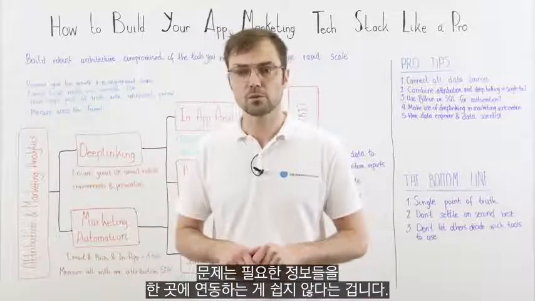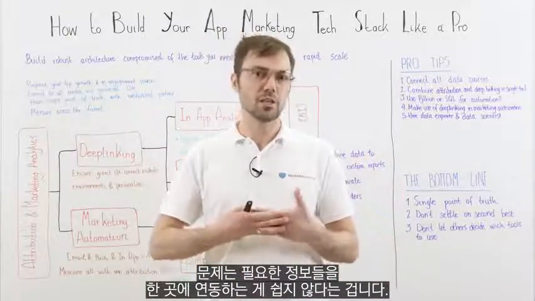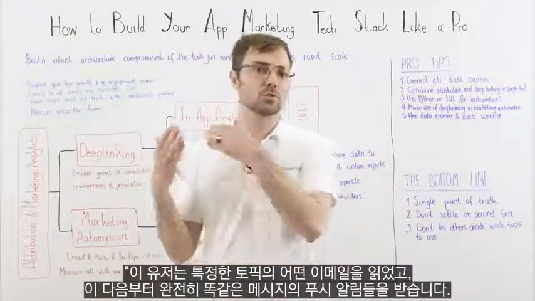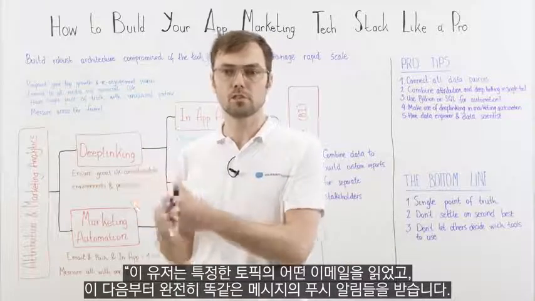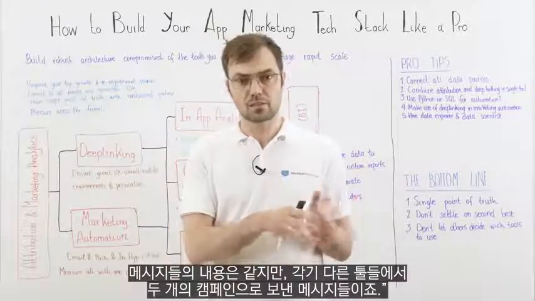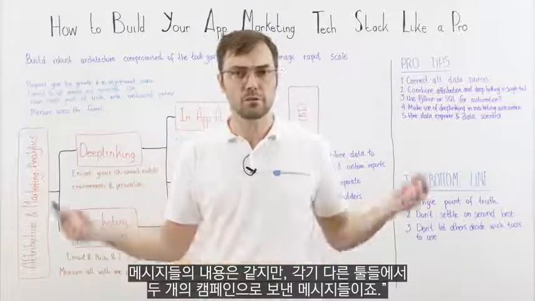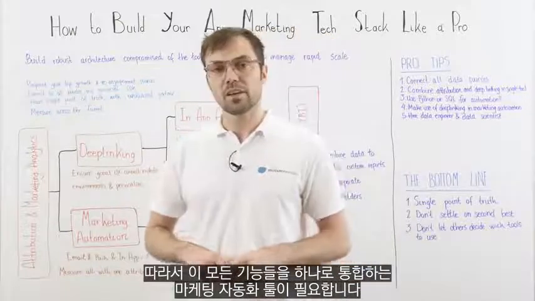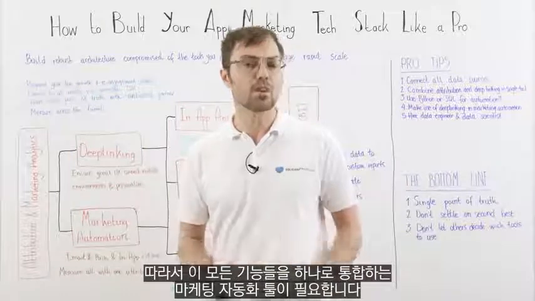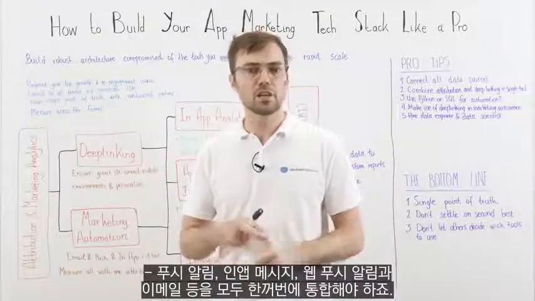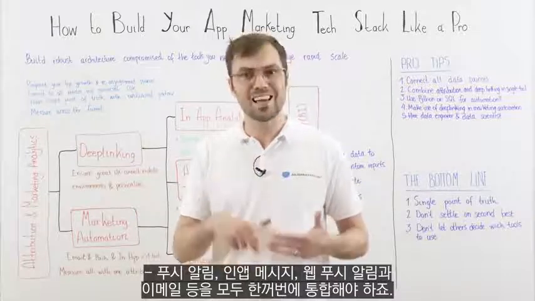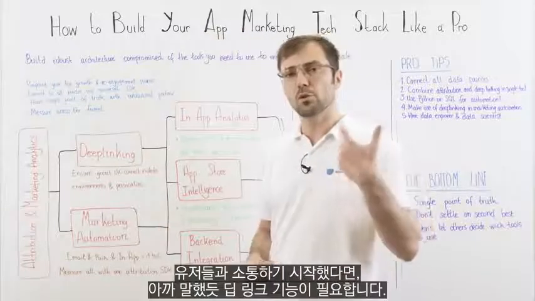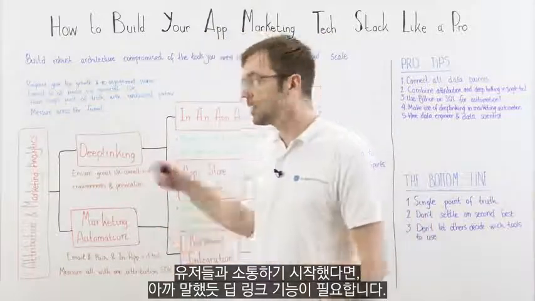The problem with that is you can't bring those information together very easily. This means you can't really easily build an audience or segmentation. You can't say this user has clicked a particular email with one special topic, and then the same user gets exactly the same push notification with the same message when you have it living in different tools. You want to avoid this. So you want to make a decision for a marketing automation tool that brings all those features together, thinking of push notification, in-app messages, maybe even web push notifications and emails, so you can build a funnel across all communication channels. Once you are communicating with your users, as I said, you will need a deep linking functionality.